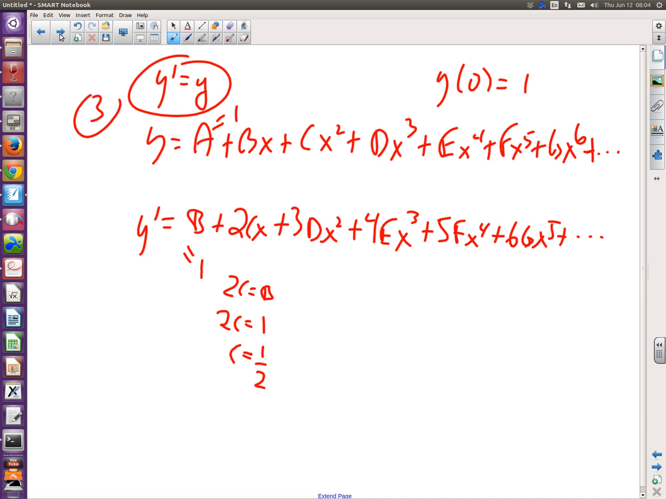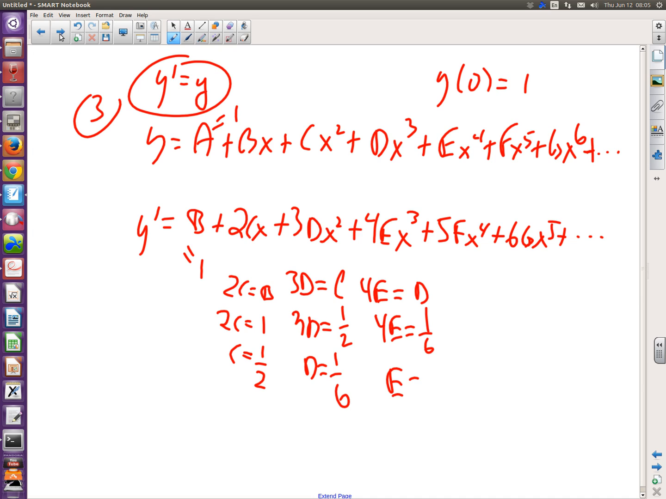Okay. So now how do you get d? We got c. How do you get d? 3dx squared equals the x squared term of c, so 3d equals, you can drop the x squared, 3d equals c, but c we got is 1/2, so d is 1/6. Okay, so 4e equals d, but d we just figured out is 1/6, so e is 1/24.